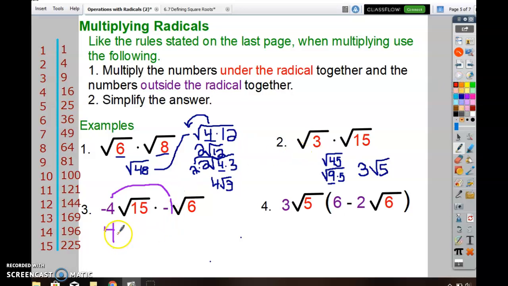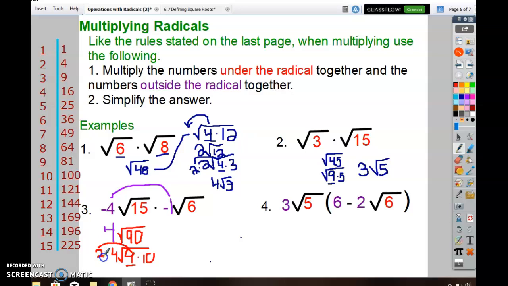And we know 15 times 6 would be 90. Now, we know 90 is not a perfect square. We've got to break it down. We all know that we can do 4, we leave the 4 on the outside, and we can just do 9 times 10. We know we can take the square root of 9, which is 3. That comes to the outside.